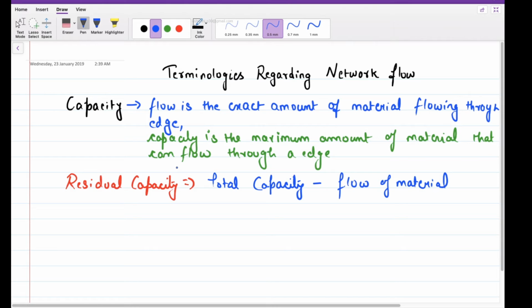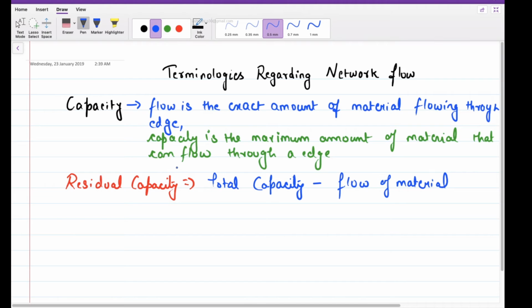So now let us look at the next terminology, which is augmented path. What is an augmented path? An augmented path is a path from source to sink such that the residual capacity on every edge is greater than 0.